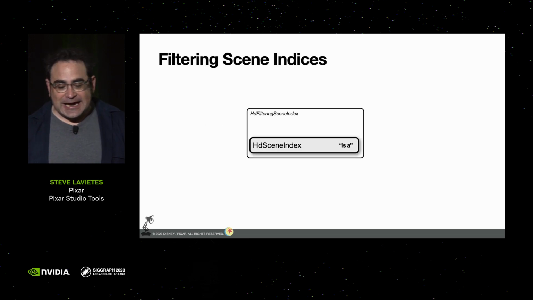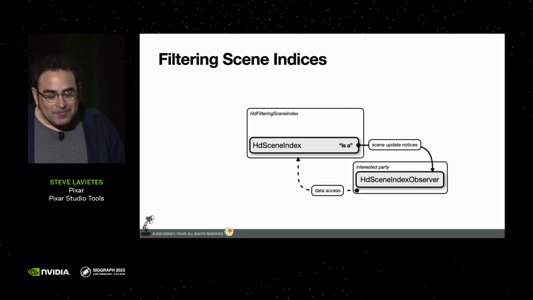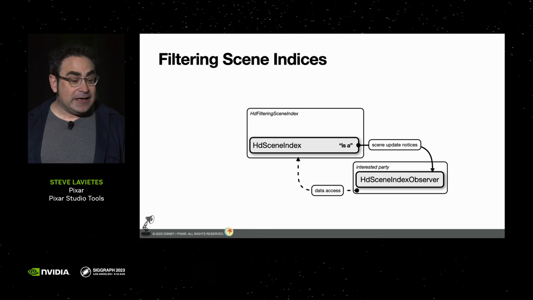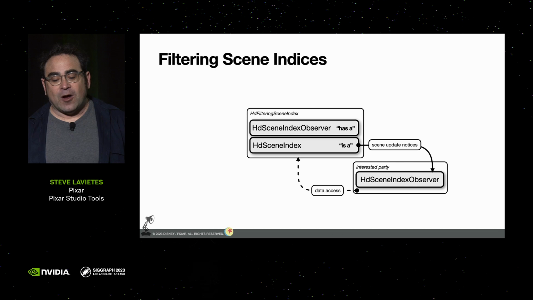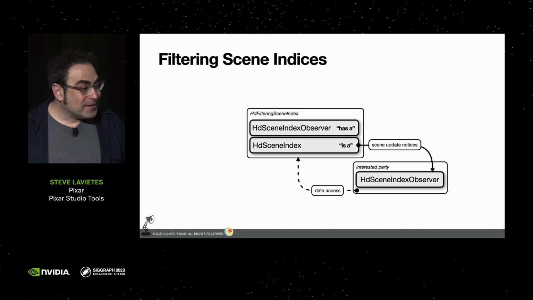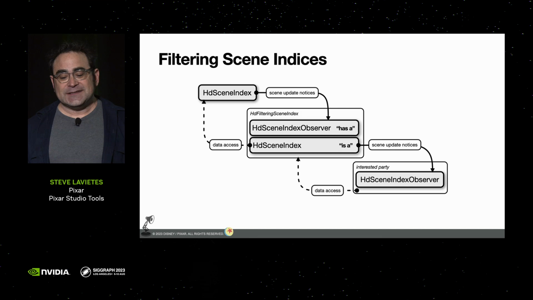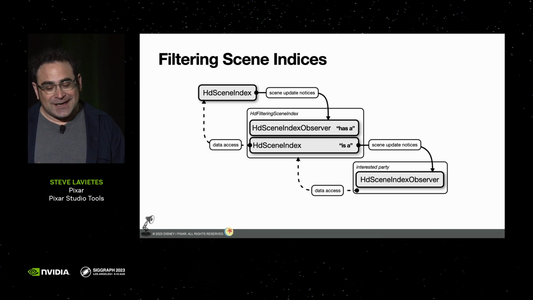A filtering scene index is a subclass of scene index. So it is a scene index, which means that it is observable. It sends scene update notices to any observer, and anybody can get access to the scene through this. But it also has a scene index observer that can observe other scenes. So in order to fulfill requests, it has the ability to forward or modify either the data or the notices observed from its scene to its own observer. So you can modify the scene in any way, including topology changes, new attributes, anything you want.